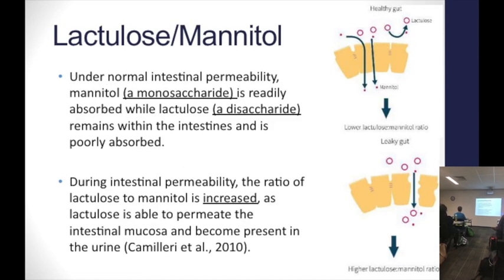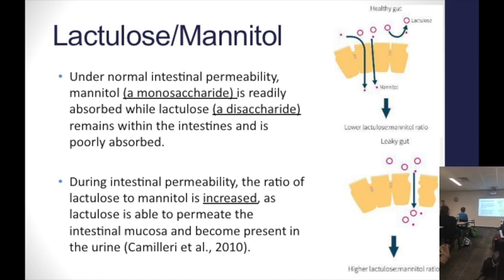All right, so looking at the validated methods that we have already, we've got the Lactulose Mannitol test. In a healthy gut, under normal intestinal permeability, mannitol, which is a monosaccharide sugar, is readily absorbed, while lactulose, a disaccharide, remains within the intestines. You can see in this image, the smaller dot is the mannitol, it's able to permeate, whereas the larger molecule, the disaccharide lactulose, is just shunned away.